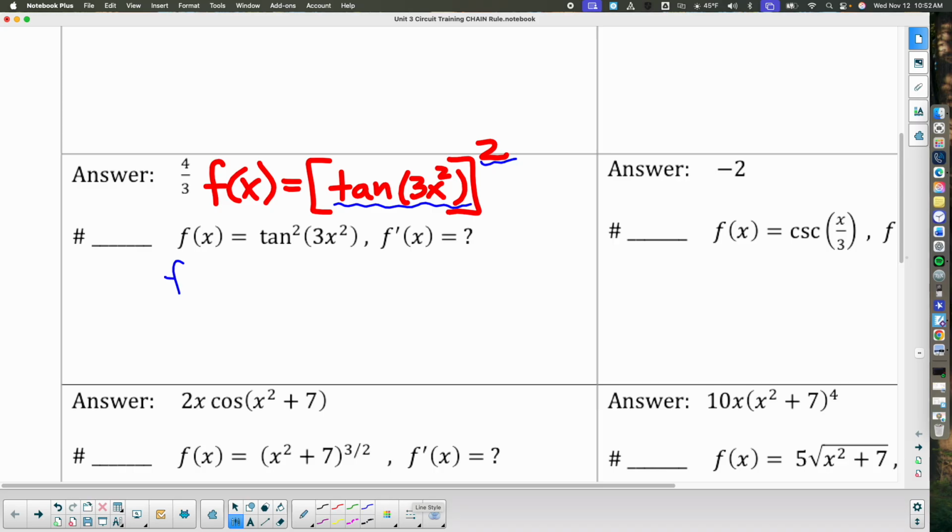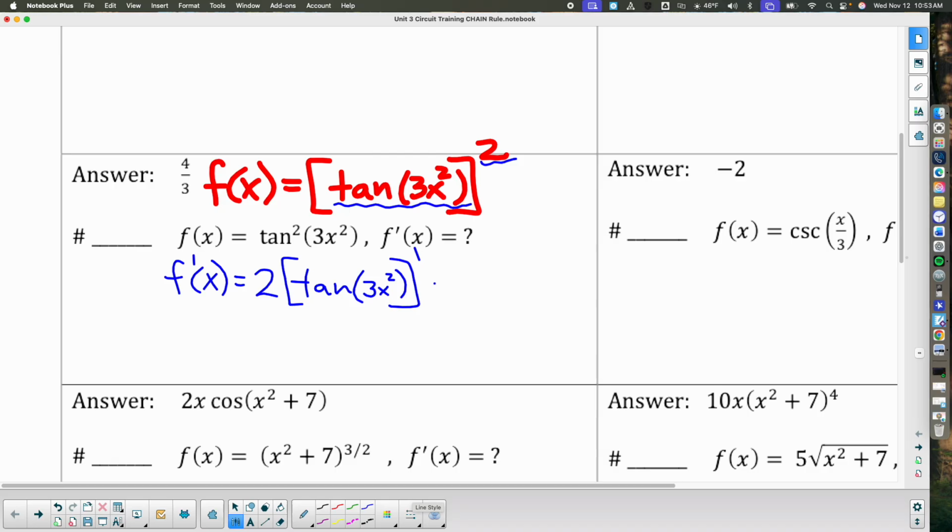So, derivative of the outside, derivative of the squared: 2 times this item. We don't even care what's inside of it, we just rewrite the entire thing to the first. And then we need to multiply by the derivative of the inside.